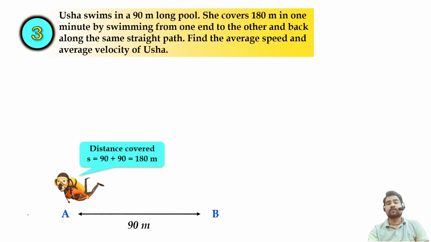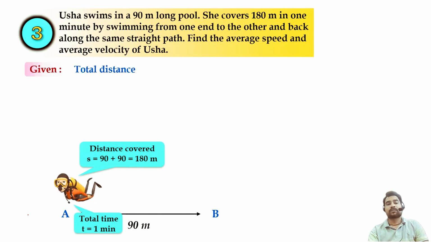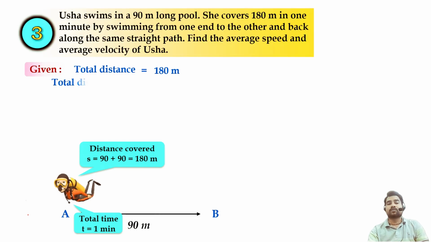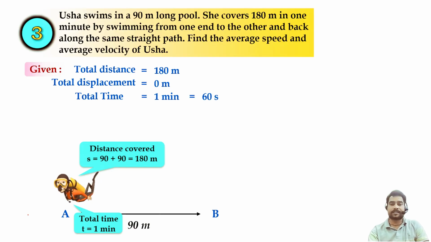Now, the overall distance covered by USA is 180 meter and the overall time is 1 minute. So now the total distance is 180 meter and the total displacement in this case is 0, because obviously the initial point and final point are the same. Total time is 1 minute, or else 60 seconds.